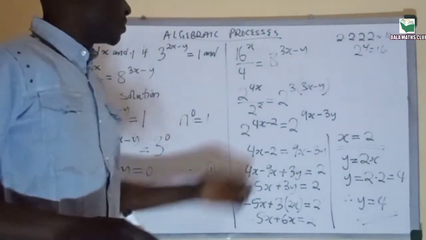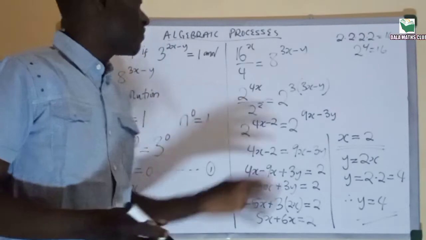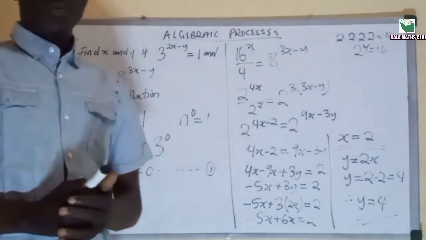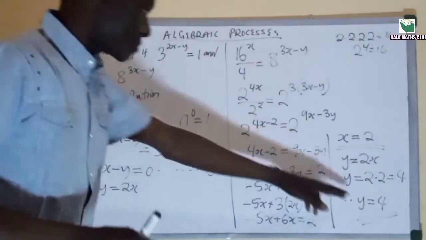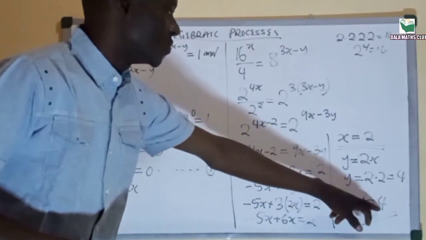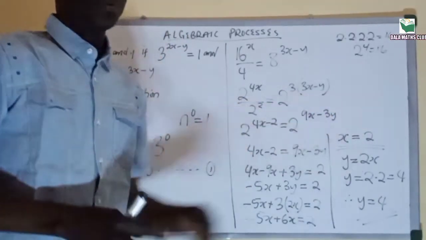So we now find x and y. We now have y is equals to 4 and x is equals to 2.